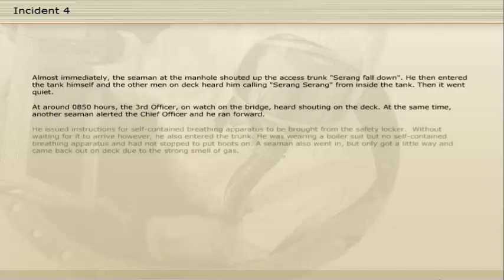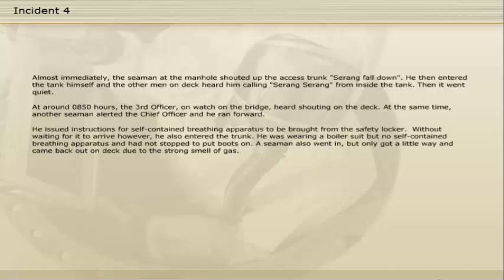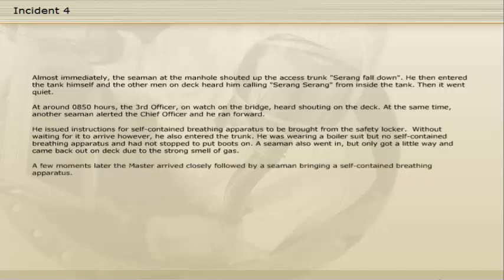He issued instructions for self-contained breathing apparatus to be brought from the safety locker. Without waiting for it to arrive, however, he also entered the trunk. He was wearing a boiler suit, but no self-contained breathing apparatus, and had not stopped to put boots on. A seaman also went in, but only got a little way and came back out on deck due to the strong smell of gas.